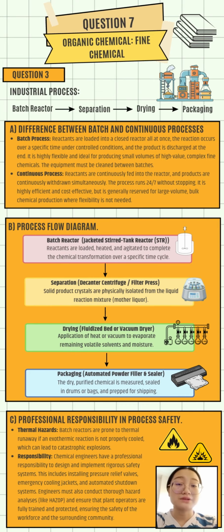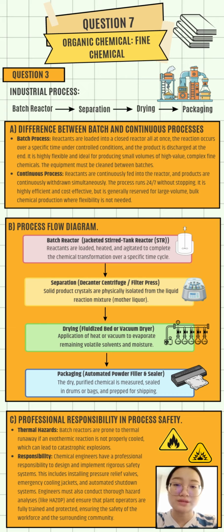A is the difference between the batch and continuous process. So in a batch process, the reactants are loaded into a closed reactor all at once. The reaction occurs over a specific time under controlled conditions, and the product is discharged at the end. It is highly flexible and ideal for producing small volumes of high value, complex fine chemicals.